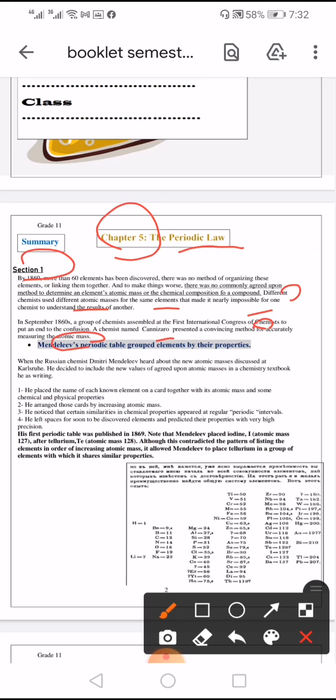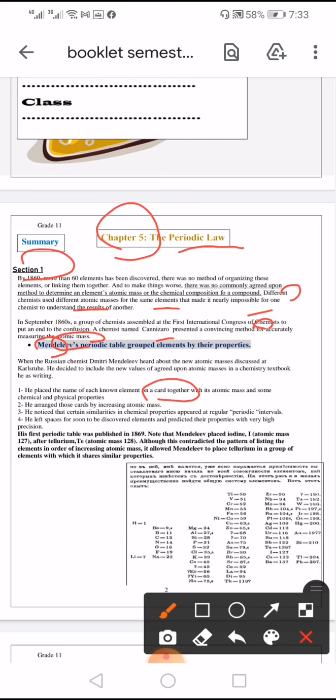The second scientist, who came after Cannizzaro, was Mendeleev, whose periodic table grouped elements by their properties. When the Russian chemist Dmitry Mendeleev heard about the new atomic masses discussed, he decided to include the new values of agreed upon atomic mass in the chemistry textbook he was writing. He placed the name of each known element on a card together with its atomic mass and some chemical and physical properties.